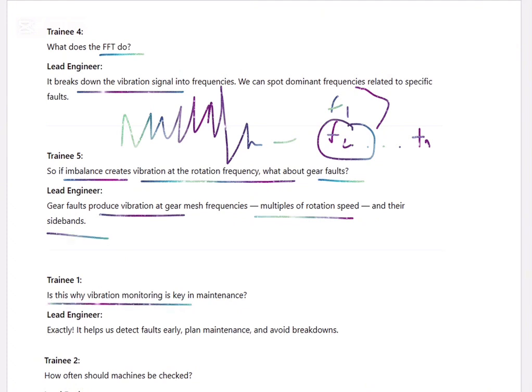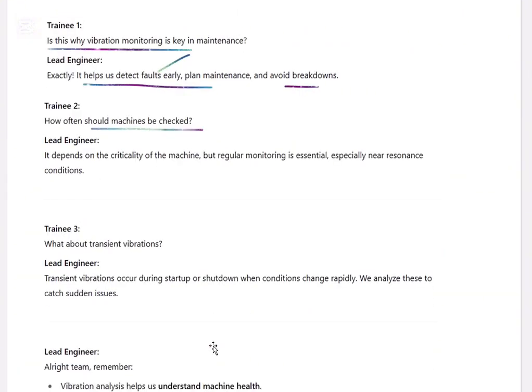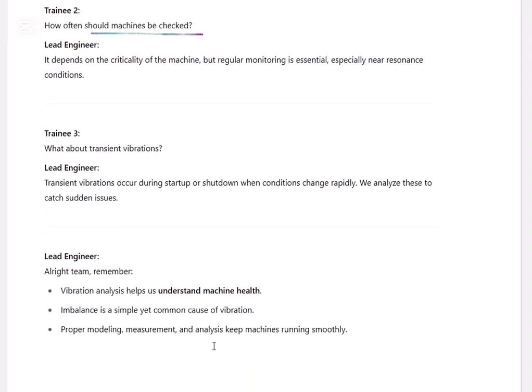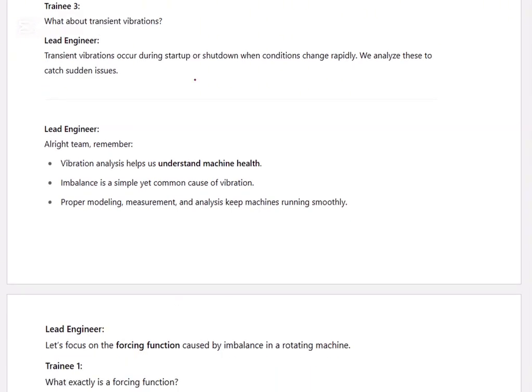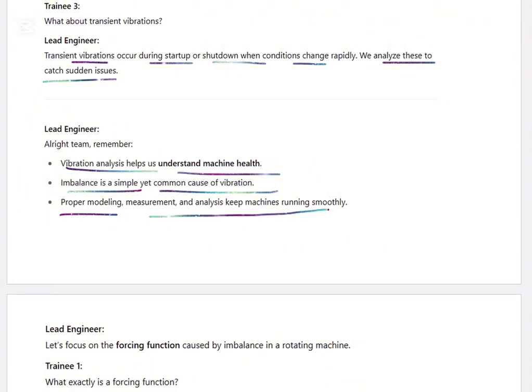Is vibration monitoring key in maintenance? Yes, it helps us detect faults early and plan maintenance to avoid breakdowns. How often should machines be checked? That depends on the criticality of the machine, but regular monitoring is essential, especially near resonance conditions. What about transient vibrations? Transient vibrations occur during startup or shutdown, when conditions change rapidly. We analyze these to catch any sudden issues. Vibration analysis helps us understand machine health. Imbalance is a simple but common cause of vibration. Proper modeling, measurement and analysis keep the machine running smoothly.